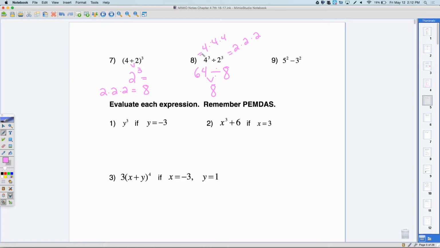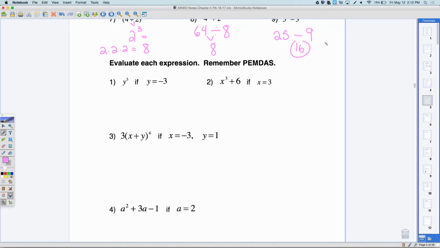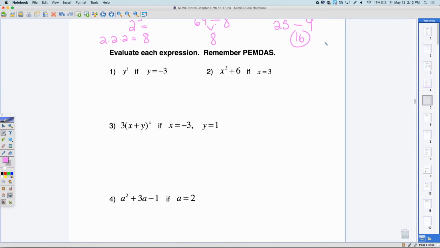Number 9 says 5 to the 2nd power minus 3 to the 2nd power. 5 to the 2nd power is 5 times 5, or 25, minus 3 to the 2nd power, which is 3 times 3, or 9. And 25 minus 9 is 16. Again, if you need to write off to the side what 5 times 5 is and 3 times 3 is, you can, like the previous page, or you can just put the evaluated answer.